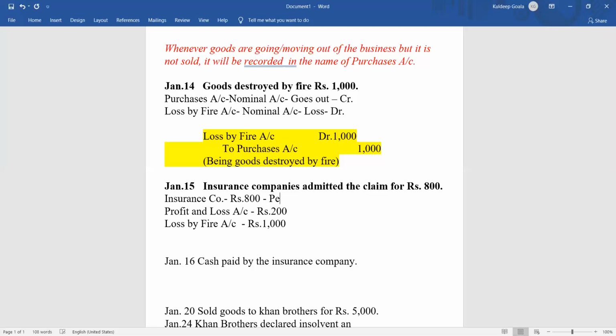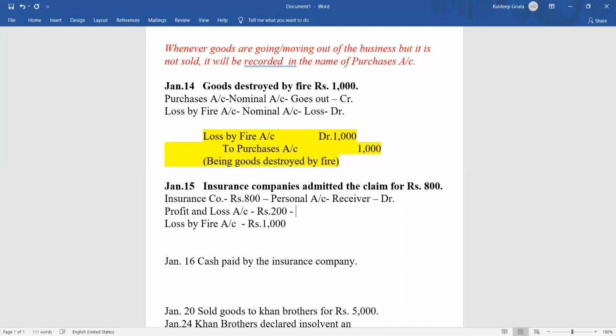Insurance company is a personal account. Personal account, what is the rule? Debit the receiver, credit the giver. So the insurance company is admitting the claim, right? So they are the receiver of the claim, so the receiver will be debit. Okay, then next comes profit and loss account.